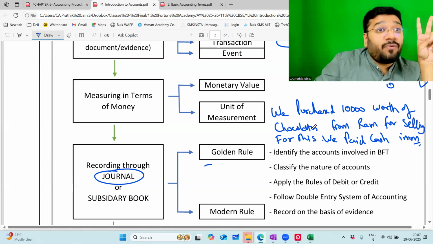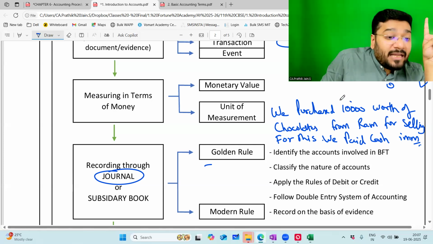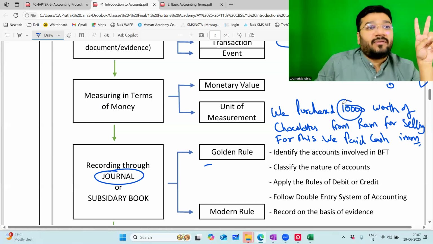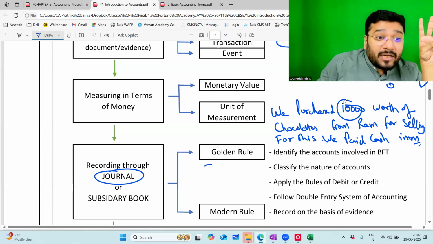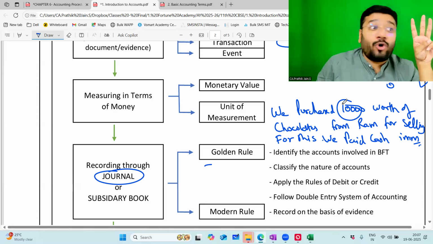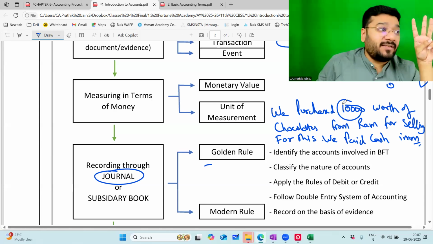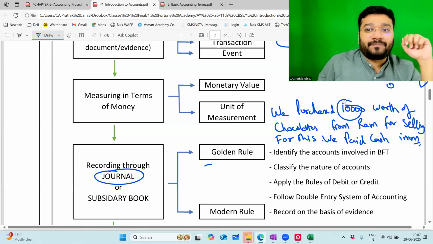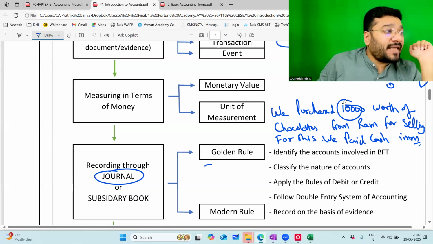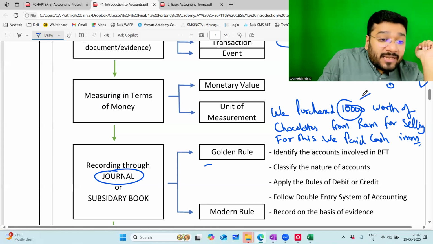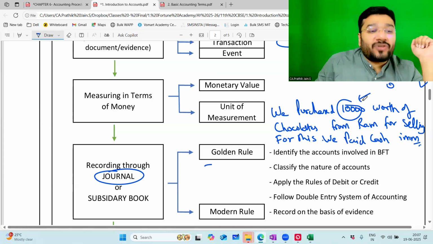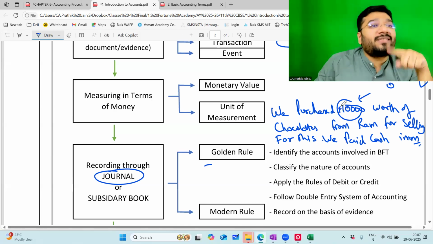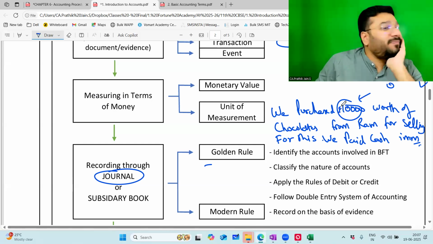Finance is involved in this. Finance means what? Money. Is money involved? Yes. Is this happening in the course of business? Yes, sir. I'm buying the chocolate with the intention to sell. So this is my core business activity. I'm doing the chocolate business. So this is a BFT. Wonderful. Once you identify a business financial transaction, you have to measure it in terms of money. Now, is this 10,000 rupees you paid in INR or US dollars? Ram is in India. INR. Rupees 10,000. So this is in INR. First two steps successfully done.